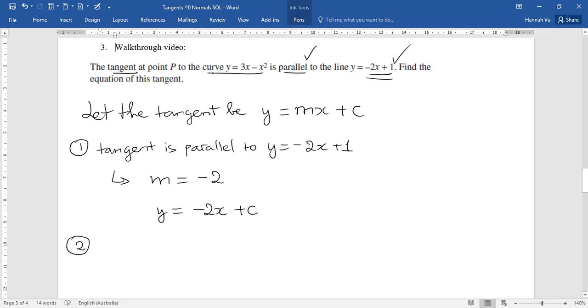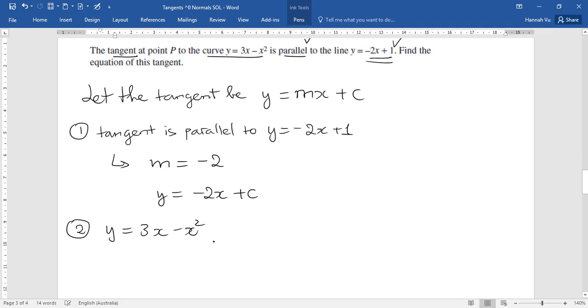If the tangent is a tangent to this curve, then there has to be at least one point where the gradient of the curve equals the gradient of the tangent. So the curve is 3x minus x squared. If I want to find the gradient of the curve, it will be dy/dx equals 3 minus 2x. So this is the gradient of the curve. There will be an x value at which this gradient equals negative 2, which is the gradient of the tangent.